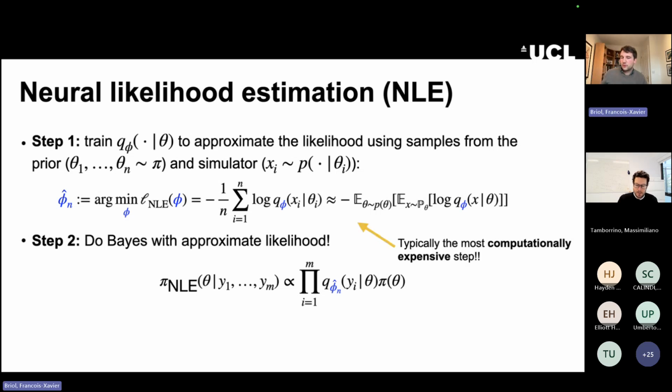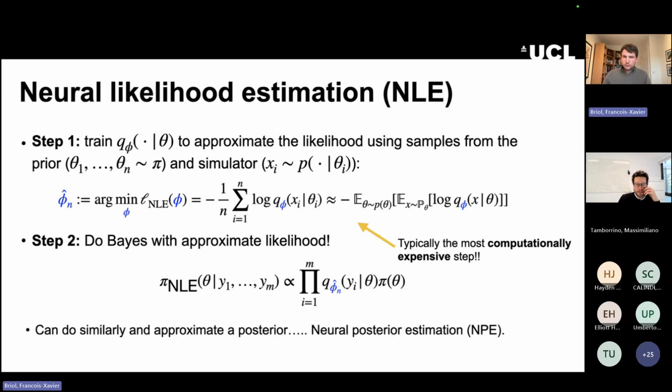Okay, now for us, the key step will be this first step, because this first step is really expensive, and it's the step that really involves the simulator. Once I've done step 1, I don't need my simulator anymore. I just need my observed data and my normalizing flow. Okay, so you can do this for the likelihood. You can do this, for example, straight away for the posterior. And I'm not really going to talk about this due to lack of time, but you could have an equivalent method called neural posterior estimation and various other extensions.